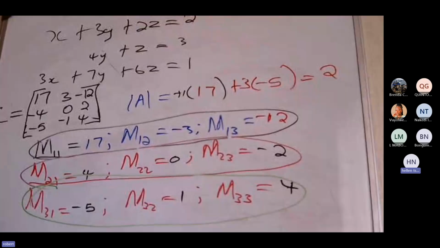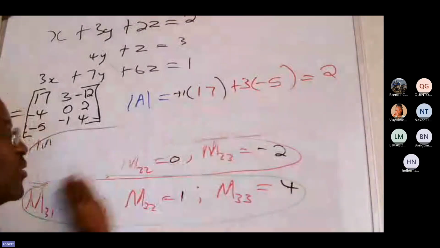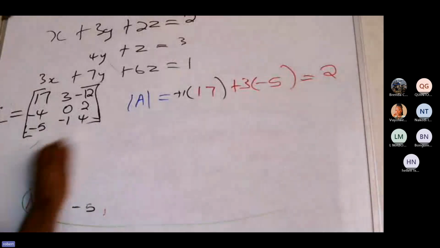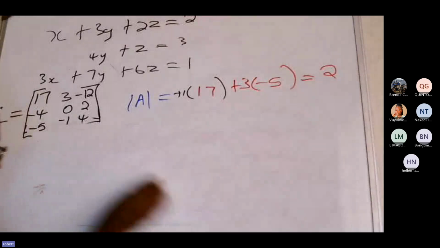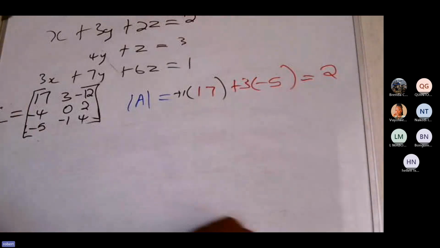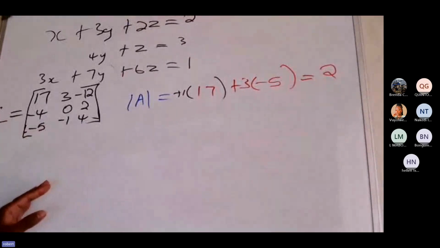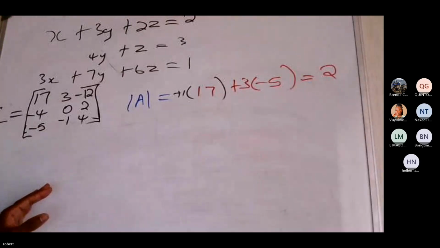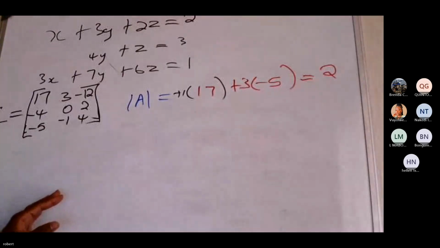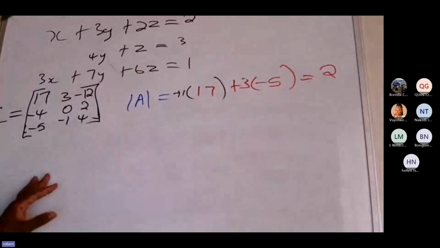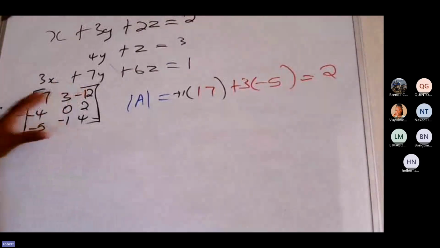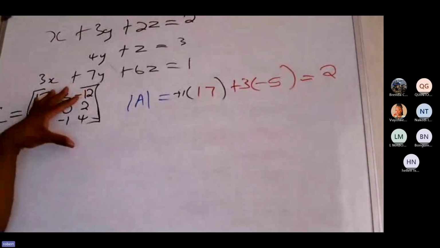Cofactor matrix. Then we can take them out. This is the cofactor matrix. Then next, what do we do? You must now find the adjoint. What is the adjoint? It is the transpose of this. The adjoint is the transpose of this.